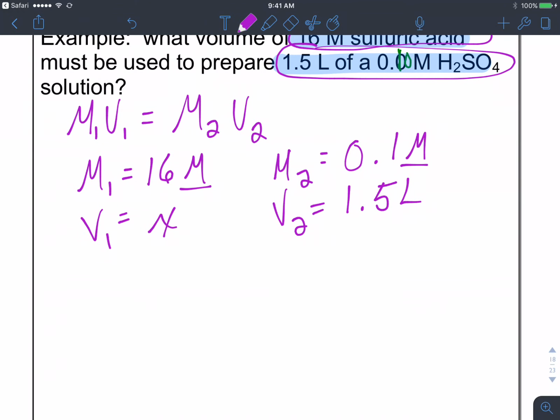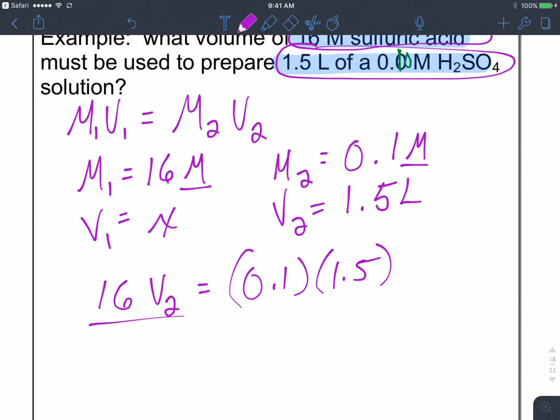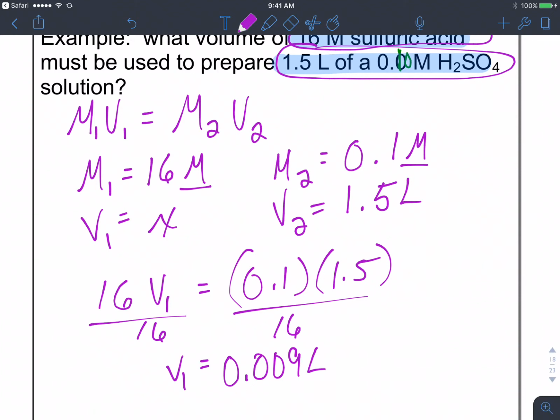As I set up this problem, you'll see that I will have 16 times V1, or X, equals 0.1 times 1.5. And from there, it's simple algebra. Divide both sides by 16. The volume of that 16 molar solution that we need in order to make 1.5 liters of the 0.1 molar is 0.009 liters. That doesn't seem like much, but let's remember our conversions. That's really the same as 9 milliliters, which is an amount that you can actually measure and is something feasible.